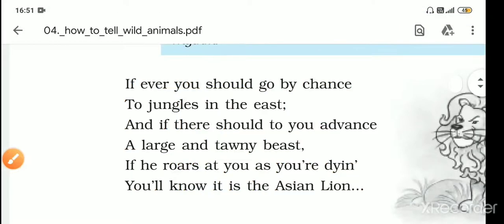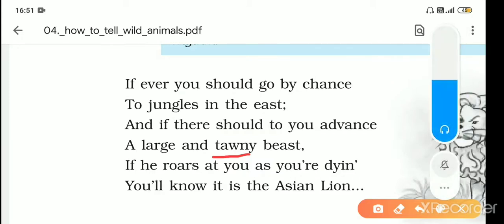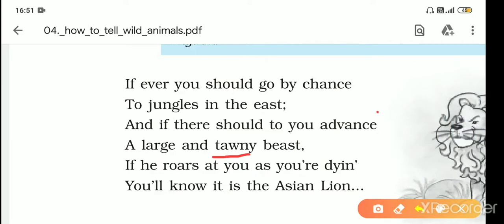Now in the whole stanza we have only one difficult word, tawny, which means yellowish brown color. So this yellowish brown color is the color of the animal's skin. Now, let us see the explanation of the lines.